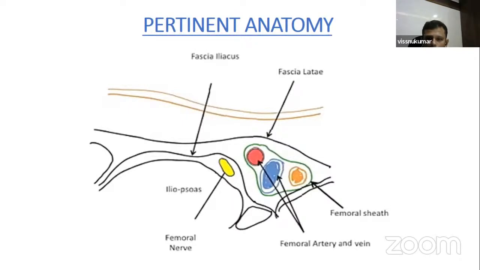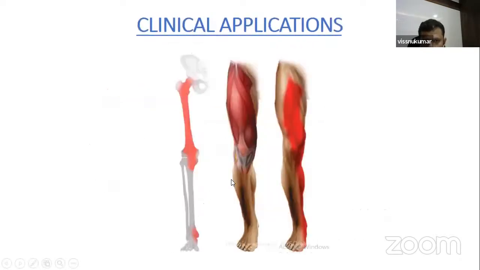Whatever the nerve you name it, femoral nerve, popliteal sciatic nerve, everything, even in the foot and ankle, all the nerves are located lateral to the vascular bundle. Okay, so I hope you have understood this image. And now let us go.